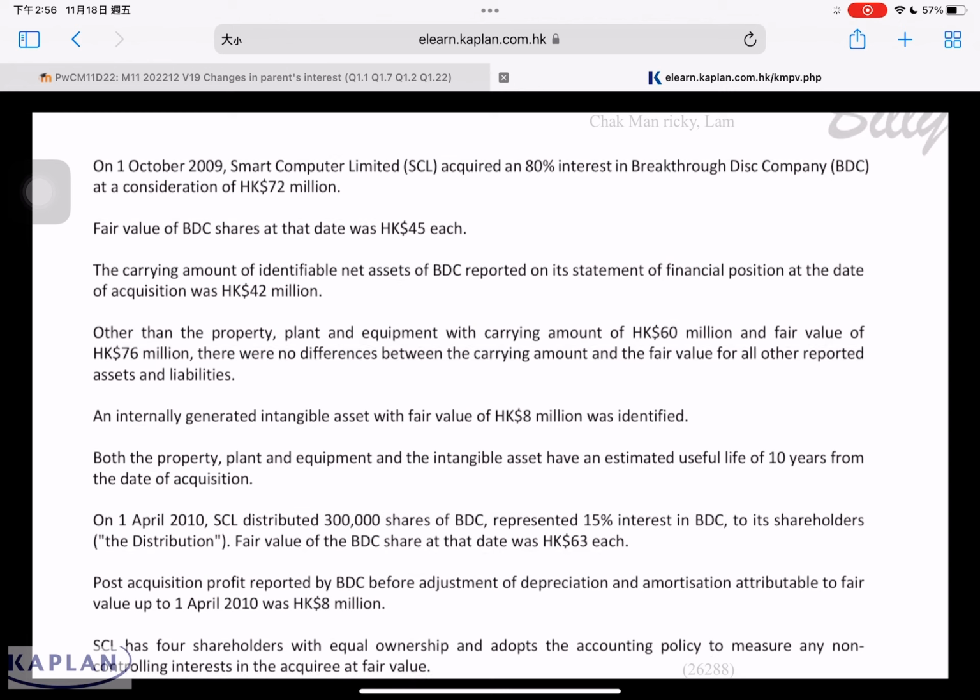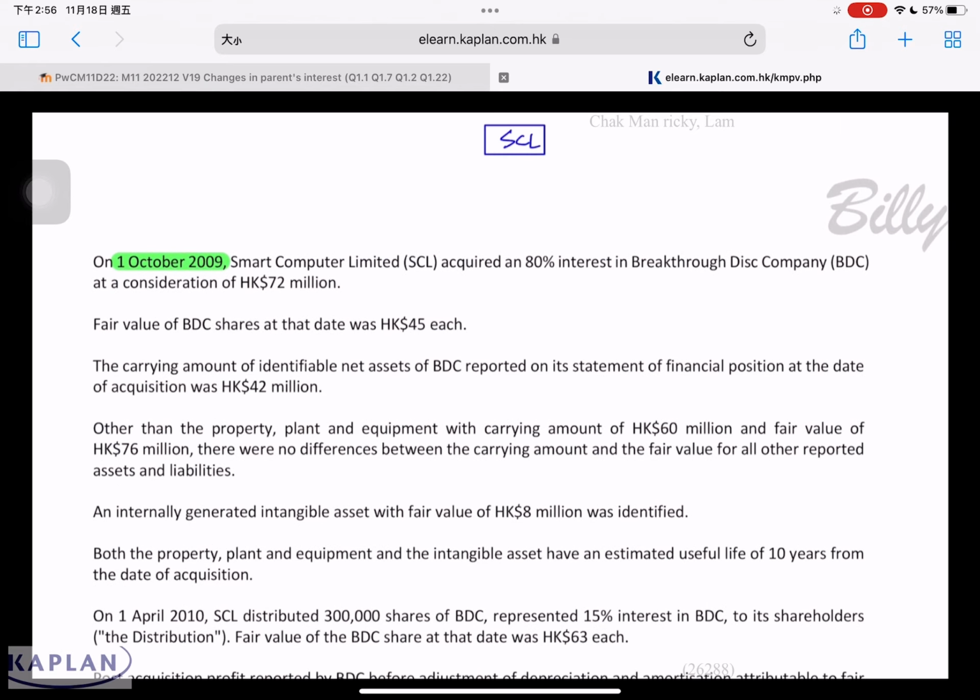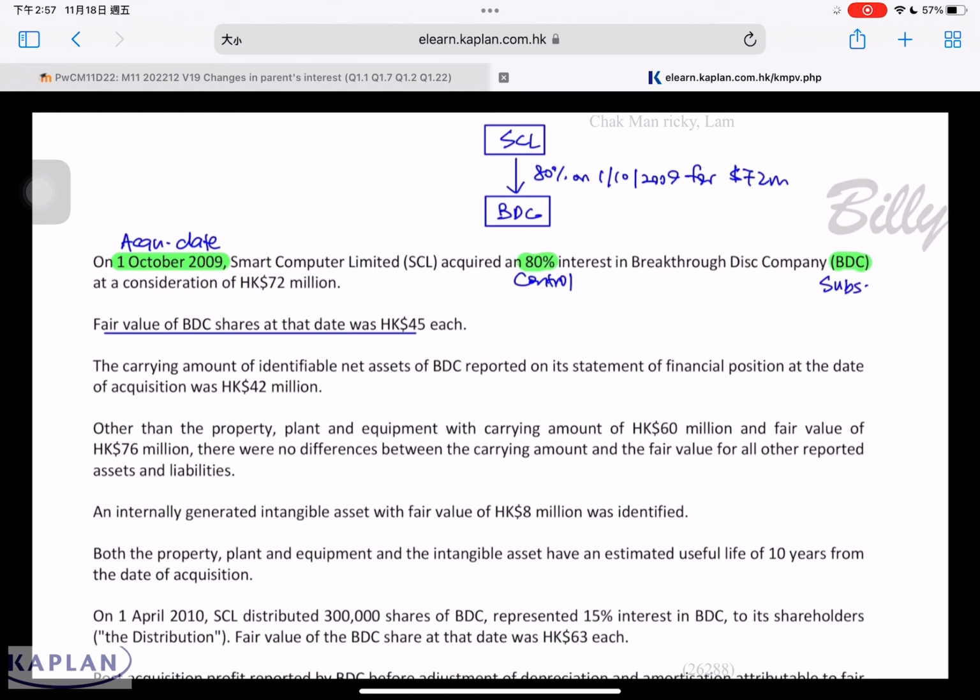First, we try to understand the questions. On 1st October 2009, SCL acquired 80% interest in BDC. SCL's investment in BDC, in this case is 80%, on 1st October 2009, which is the acquisition date, for $72 million. Fair value of the BDC share at the date was $45. 1st October 2009 is the acquisition date. 80% will give us control. BDC is considered as a subsidiary. $72 million is considered as the cost of control.